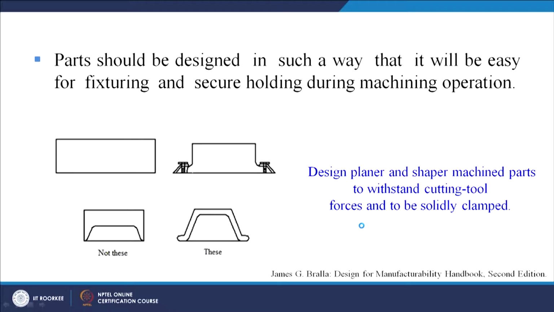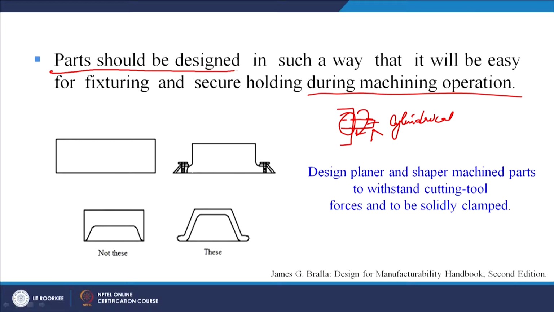Now we can see parts should be designed in such a way that it will be easy for fixturing and secure holding during the machining operation. During the machining operation the part has to be held. For example, for doing the turning operation the part has to be held in a chuck. This is the holding mechanism for a cylindrical part. Suppose this is a cylindrical part, it is held in the chuck and rotated. We have a tool here and we remove the material. So we need to hold the workpiece in order to remove the material from it.